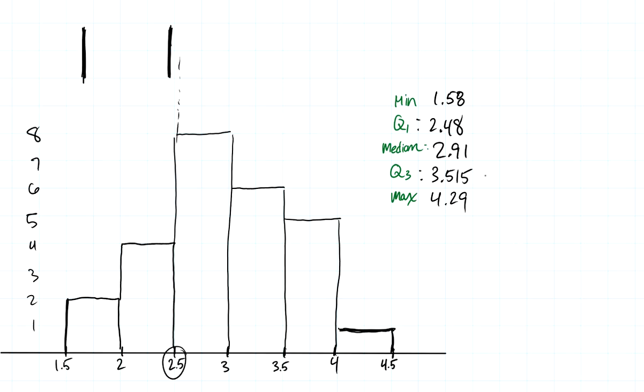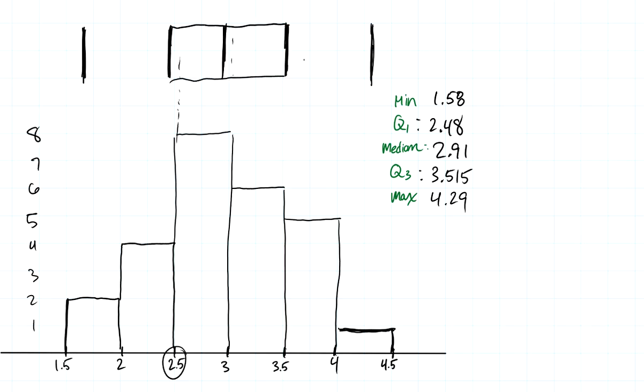And then my median value is 2.91. So here's 3. So if this is 3, just slightly to the left of the 3 line, then I need 3.5. So here's 3.5, but a little bit to the right of that, just ever so slightly to the right of that line. And then our final one is 4.29. 4.25 is right in between these, so the 4.29 is a little bit to the right of this line.